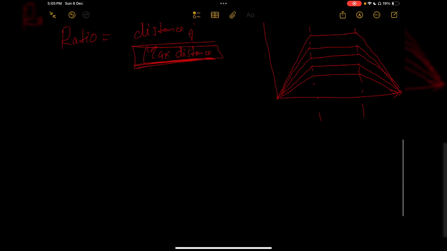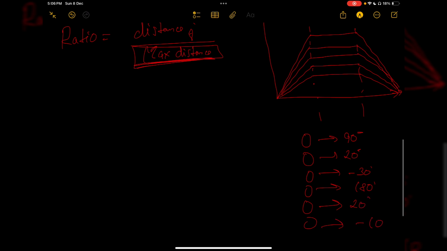So for example, we have 6 joints: joint 1, 2, 3, 4, 5, 6. One is going from 0 to 90 degrees, another from 0 to 20 degrees, another from 0 to minus 30, another from 0 to 180 degrees, another from 0 to 20 degrees, and the next is minus 10 degrees. So we know that this is the joint which has to follow the maximum distance. So I will define everything for this.